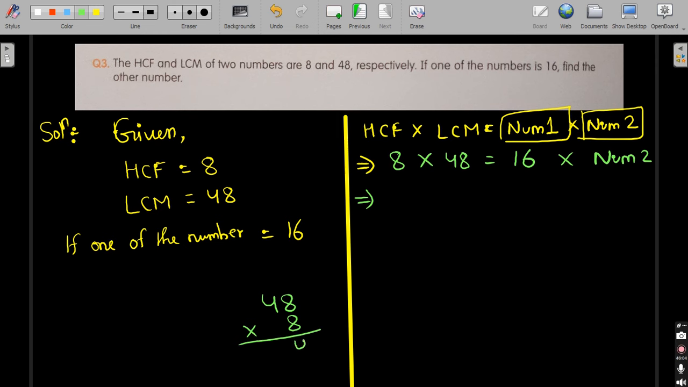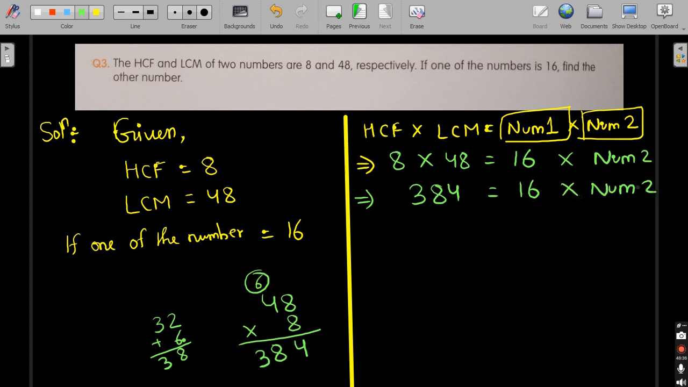8 8s are 64, 4 carry 6. After that 8 4s are 32, 32 plus 6, I will add. How much will I get here? 38, so I got 384. Clear? All these things you should do on the rough side. So I got 384 is equal to 16 into number 2. Now it is multiplied; when it goes to the left side, it becomes division. 384 divided by 16 is equal to number 2, which is the second number.